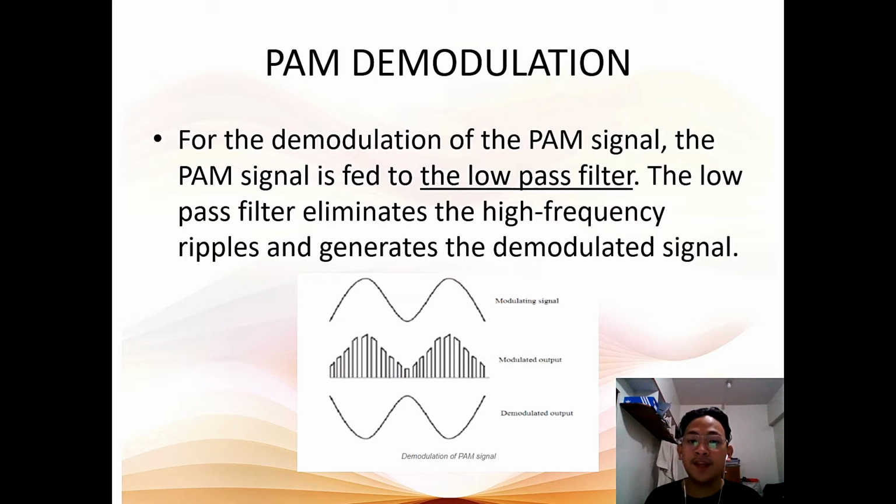For the PAM demodulation, the PAM signal is fed to the low-pass filter. The low-pass filter eliminates the high-frequency ripples and generates the demodulated signal. This signal is then applied to the inverting amplifier to amplify its signal level to have the demodulated output with almost equal amplitude with the modulating signal.